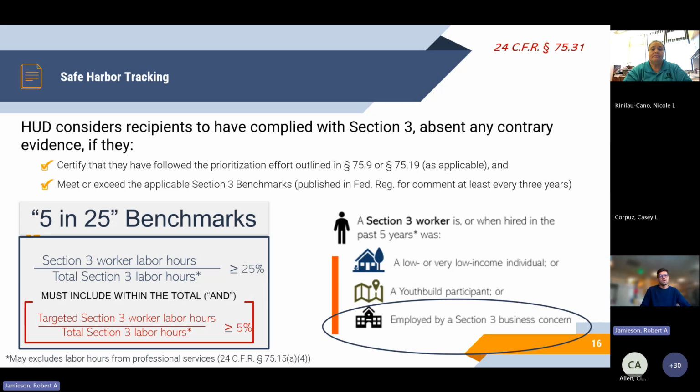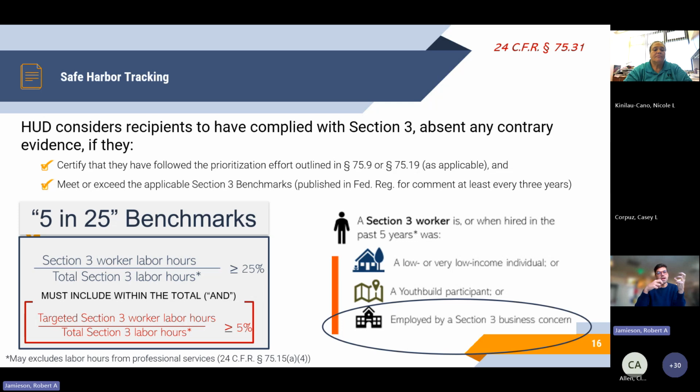Okay, so now what are we looking for, right? When reporting, we're trying to meet what's called the safe harbor benchmarks. So this is us tracking the total labor hours done on the project and seeing how many of those labor hours were done by Section 3 workers and targeted Section 3 workers. The benchmark we're looking for for Section 3 workers is going to be 25% of all labor hours. So again, this can be done in a variety of ways.